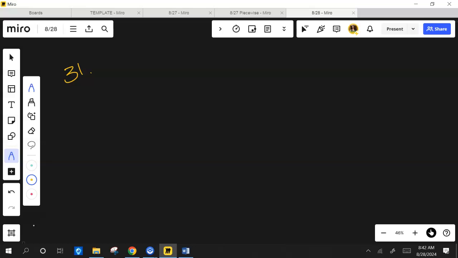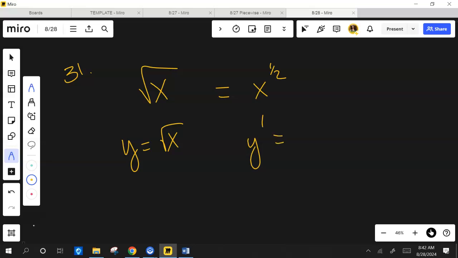Let me tell you this about these kind of problems. I think all of you had problems with this last section. Can you write that as an exponent? Yes. How? If y is the square root of x, what's the derivative of y? 1/2 x to the negative 1/2, or 1 over 2 root x. This is the same thing as x to the 1/2, and I just did power rule.